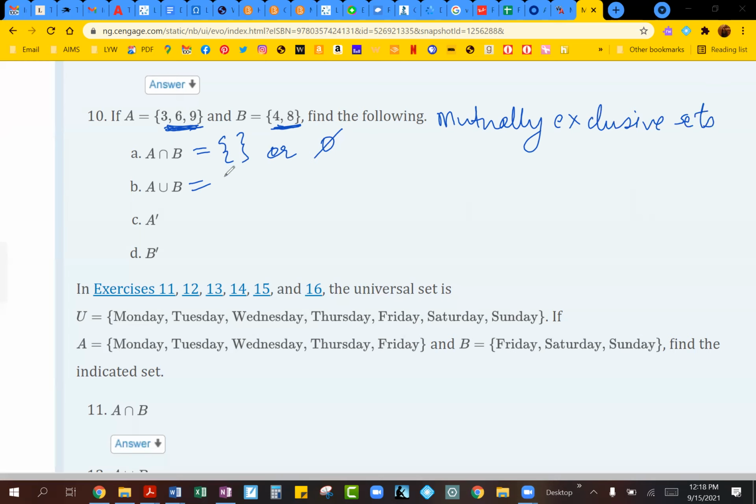And then A union B, even if they do not have anything in common, you can still combine them. So you can put 3, 6, 9, 4, 8. Of course, order is not important, but if you wanted to, this is kind of what it would look like in order. But as long as you have all the elements from set A and set B together, that forms your union. And then, of course, your intersection is an empty set. All right, Nicholas, I see your answer in there also. Very nice.